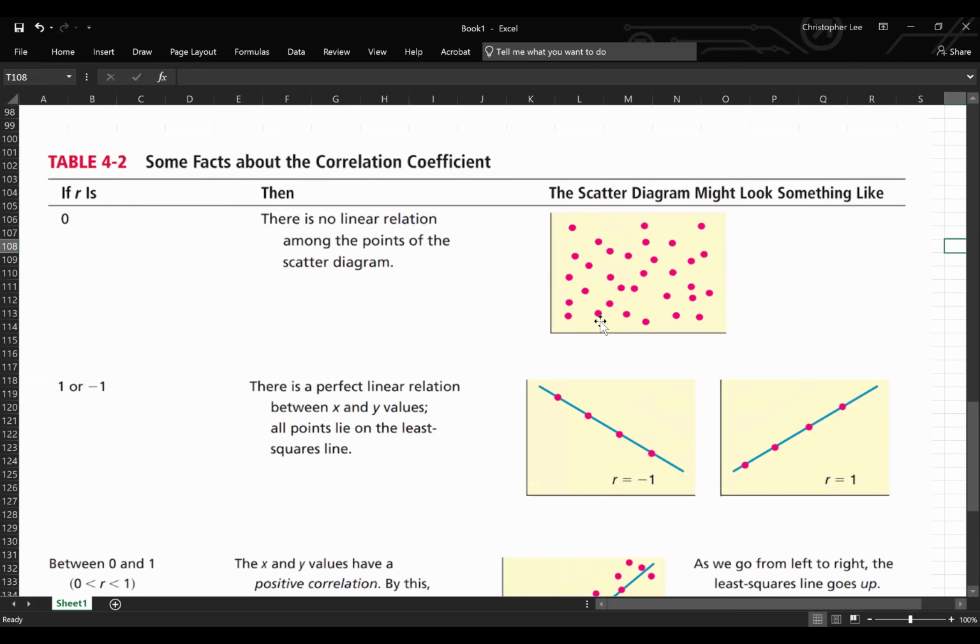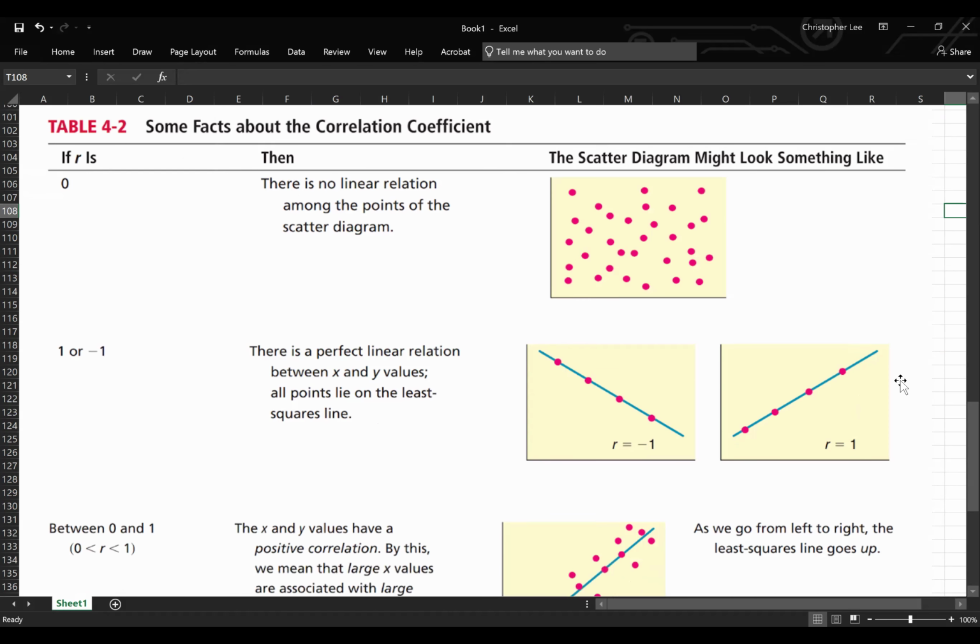If R equals one or negative one, there is a perfect linear relationship between the X and Y values, and all the points lie on the least squares line. You see they're actually on the line itself. This is perfect correlation. Negative one is a slope down, positive one is a slope up.